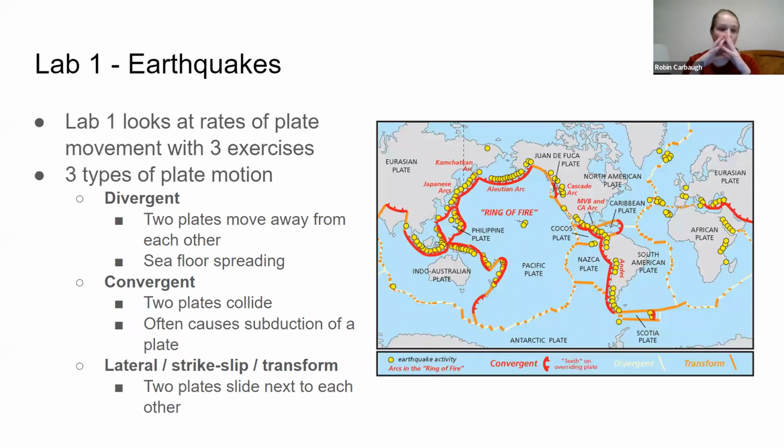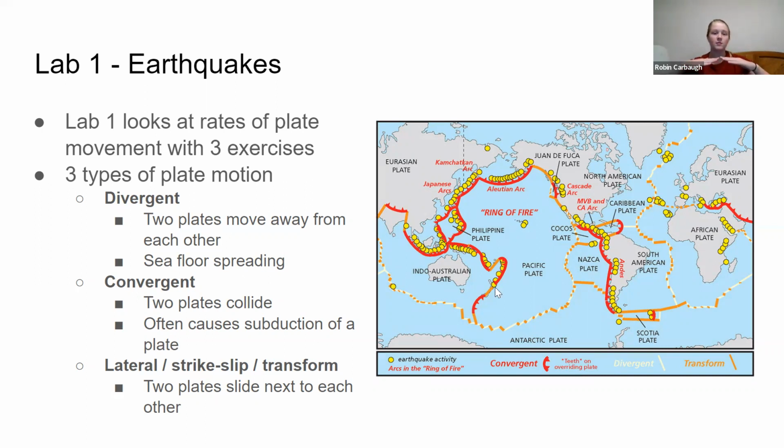All right, so let's get into how to do lab 1. This is for the earthquake section. Lab 1 is going to be looking at different rates of plate movement. You should have talked about in class how the earth is split up into many different plates. Over long periods of time, they'll move, creating new land and moving around the continents. It's pretty cool. And we have 3 different types of faults: divergent, convergent, and lateral.